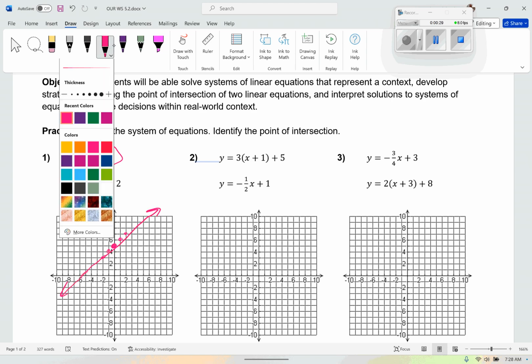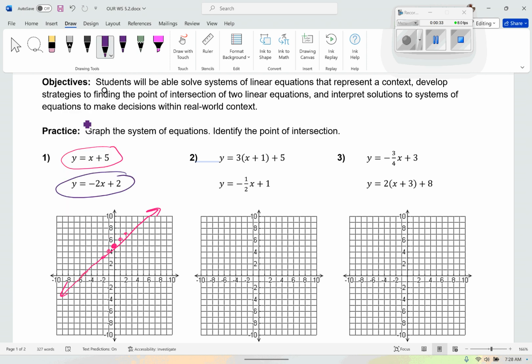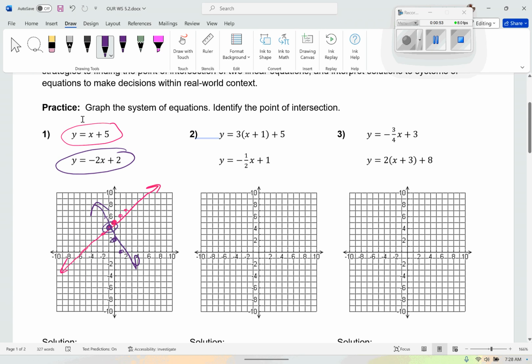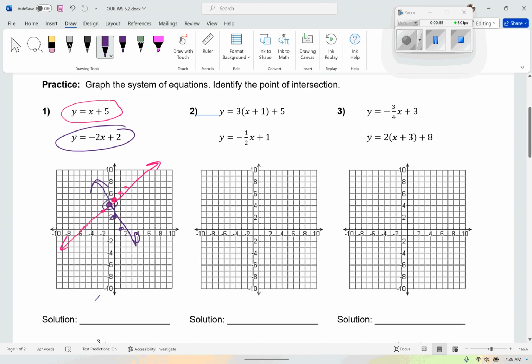And then your other equation, let's do that in a purple. So you have a y-intercept of positive 2. You have a slope of negative 2 over 1, so down 2, right 1, or up 2, left 1. Well, look at that. That's where it crosses. So that appears to be the solution to that: (-1, 4). That's where that point crosses.